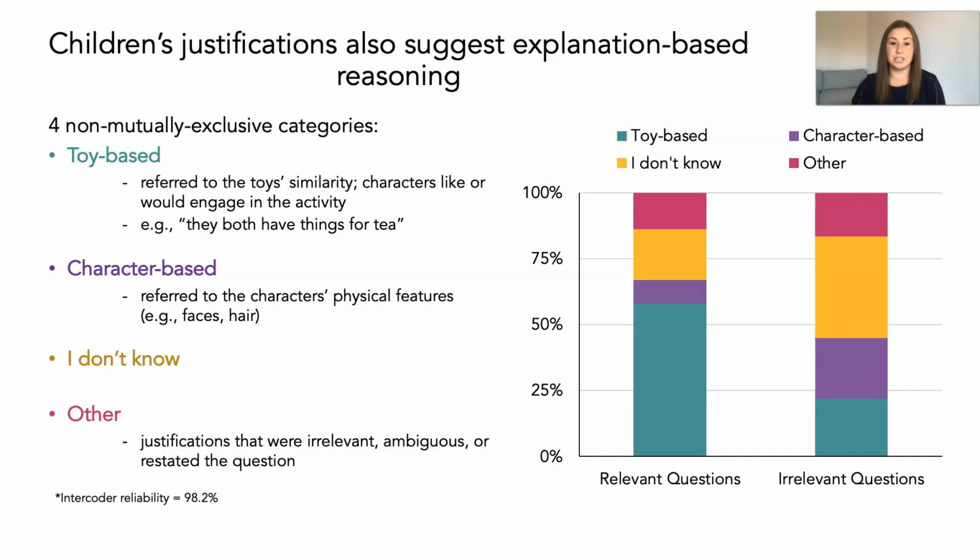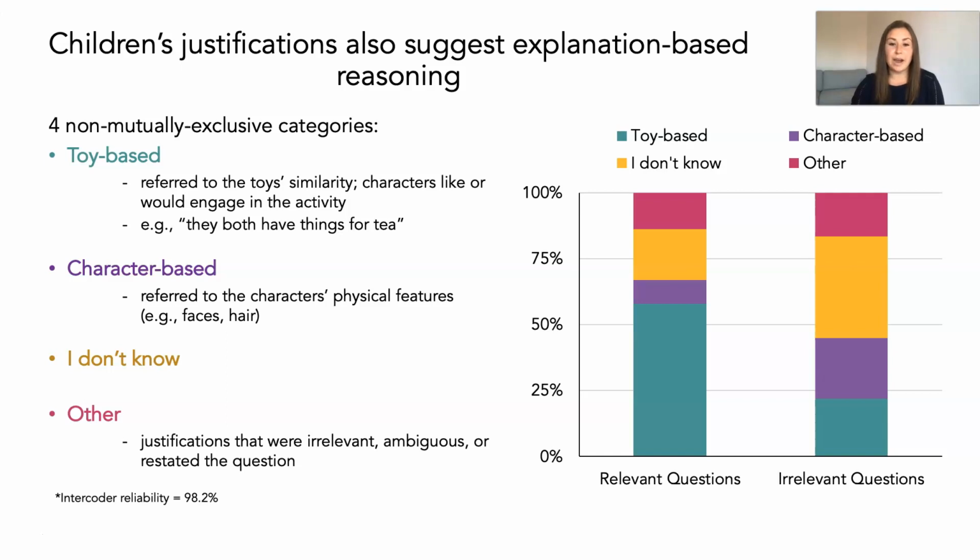For instance, the justification that they both have things for tea. Character-based explanations were those that appealed to the character's physical features, such as their faces, and these explanations were not considered to be justified since the characters were counterbalanced. The third category was responses where children said, "I don't know," and expressed their uncertainty, and the other category encompassed justifications that were irrelevant, ambiguous, or just restated the question.